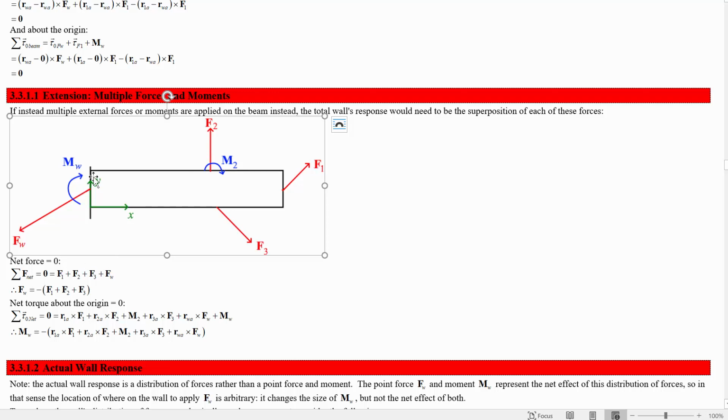You would just say, all right, now the stuff the wall is applying to cancel all of this has to be a net force, which is equal to the sum of the three forces, but negative. And then the moment would be the sum of the moments we would have had to produce to counteract each of these individual things and to counteract this applied moment, which would be negative that moment.